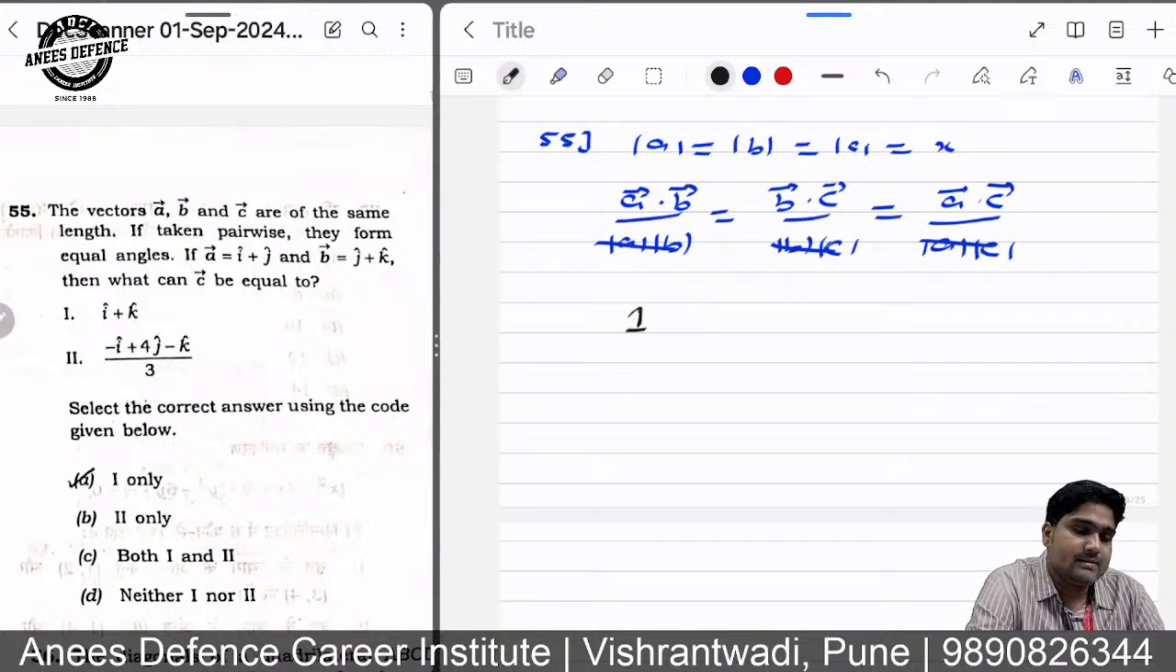Let's check the options. In statement 1, I consider C as I plus K. Now find B dot C. So B dot C is I dot 0, J dot 0, and K dot K. Again, it gives 1. And if I calculate A dot C, again it's 1. So statement 1 is correct.